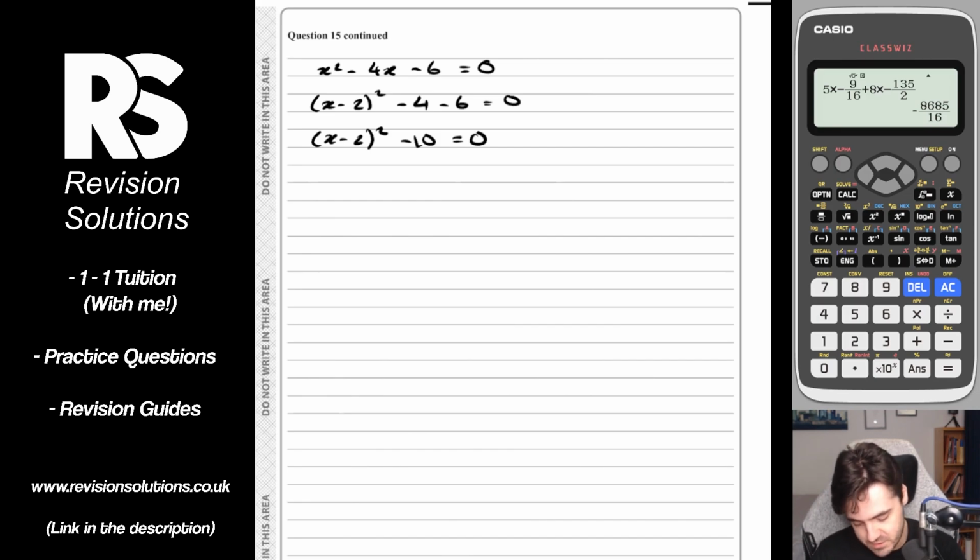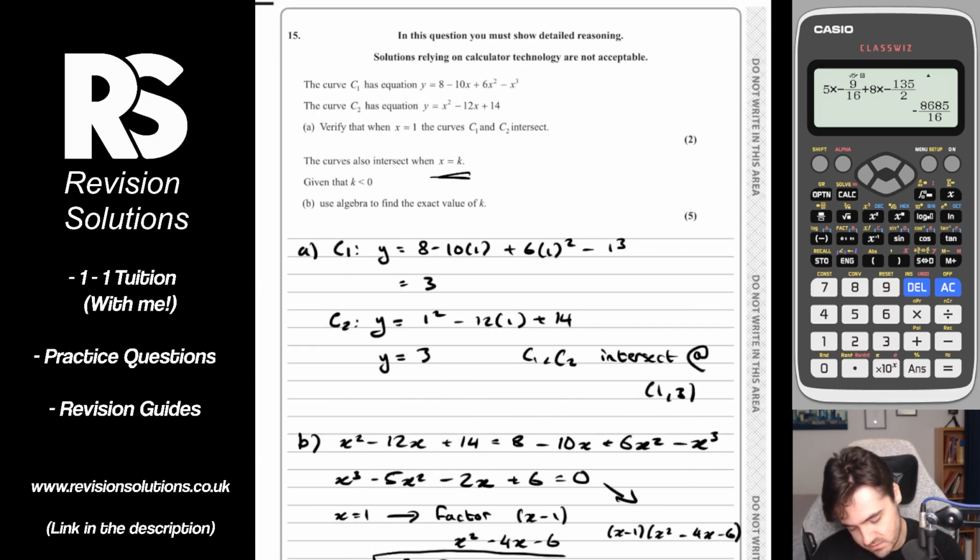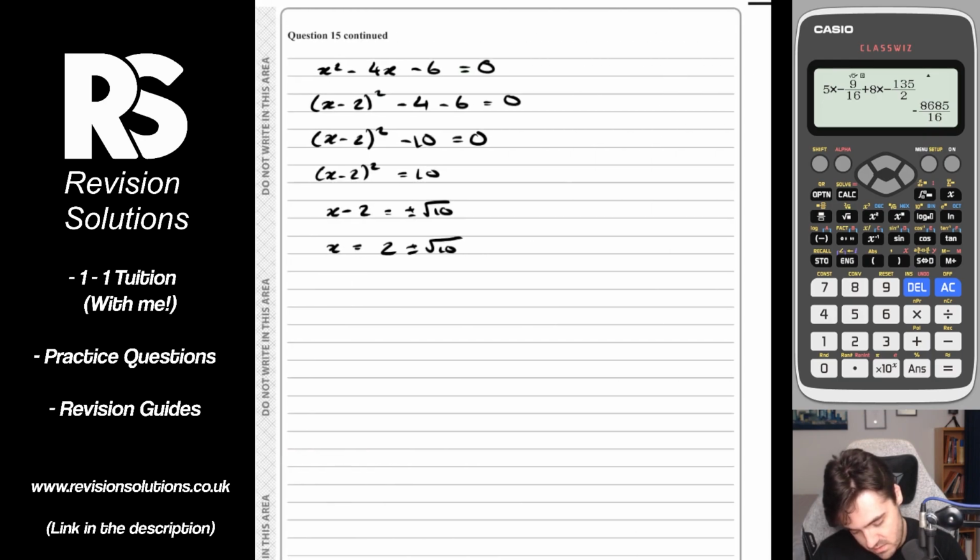And then if we rearrange for x, so first let's just do x minus 2 squared would equal 10. Square rooting, remember we do plus or minus for a square root. So we'd have x minus 2 equals plus or minus root 10. And then x would equal 2 plus or minus root 10. So it seems like there's two solutions for this x equals k, except they say k is less than 0. So we need to take the negative one, which would be 2 minus root 10. So that's our k we're actually interested in. Moving on now to question 16.